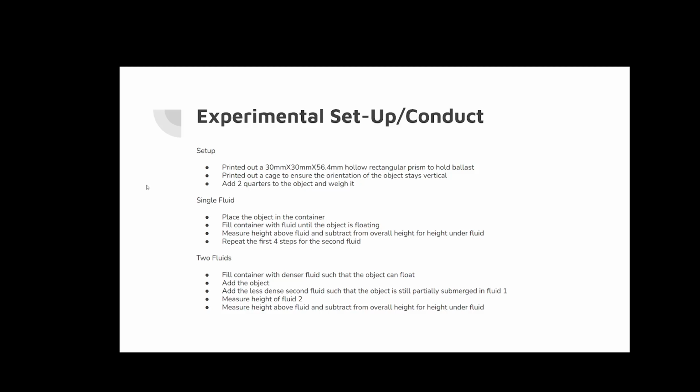So for the setup, we used a 3D printer for this one. We printed out a 30mm by 30mm base by 56.4mm height hollow rectangular prism so we can drop ballast inside. In this case it would be 3/4. And then we printed out a cage to be submerged in the fluid to ensure that our object would stay vertical and therefore have a predictable volume underwater that we can measure. So we added 2/4 to the object and we weighed how much it was.